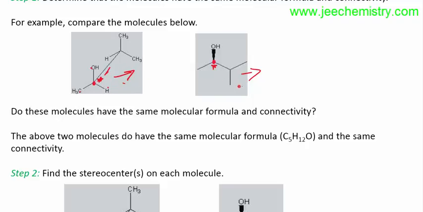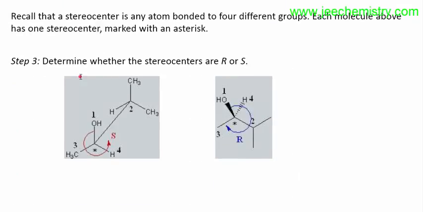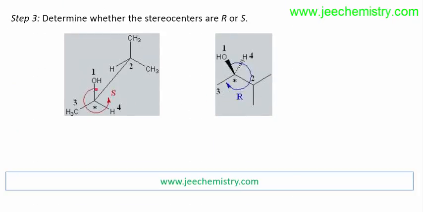These two have the same molecular formula, C5H12O. The molecular formula is the same for these two compounds, so definitely they are isomers. Which type of isomers, identical or enantiomer? For that, you have to find the RS configuration about this chiral center. Now we have to find the configuration about this center.